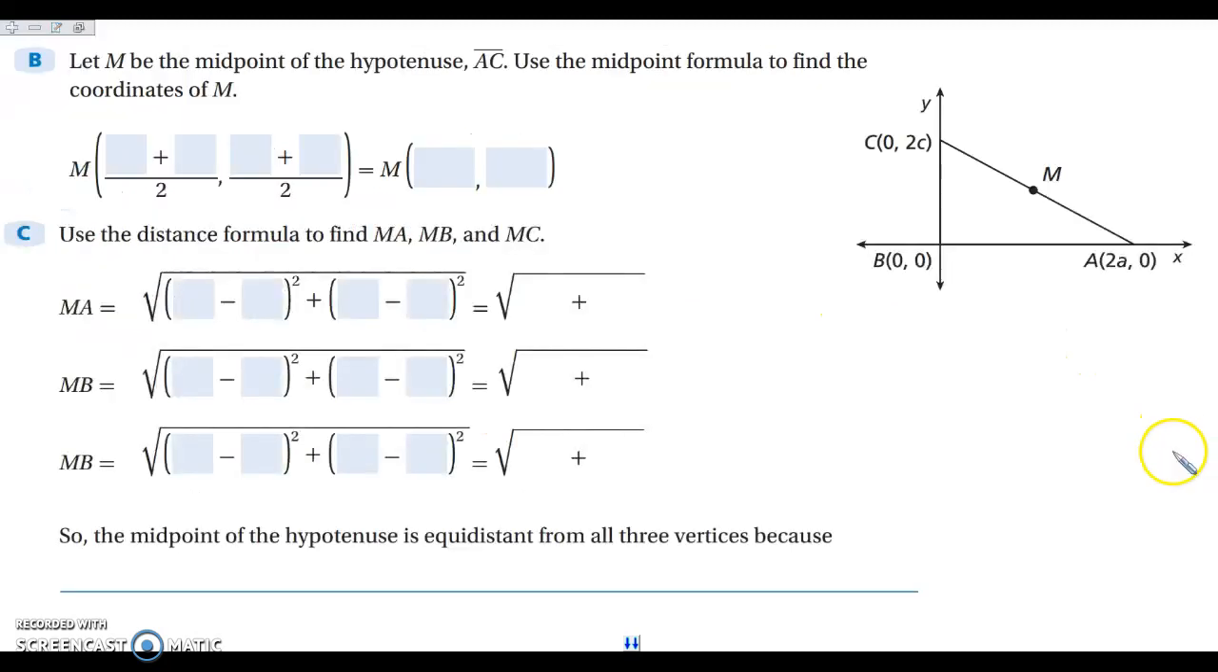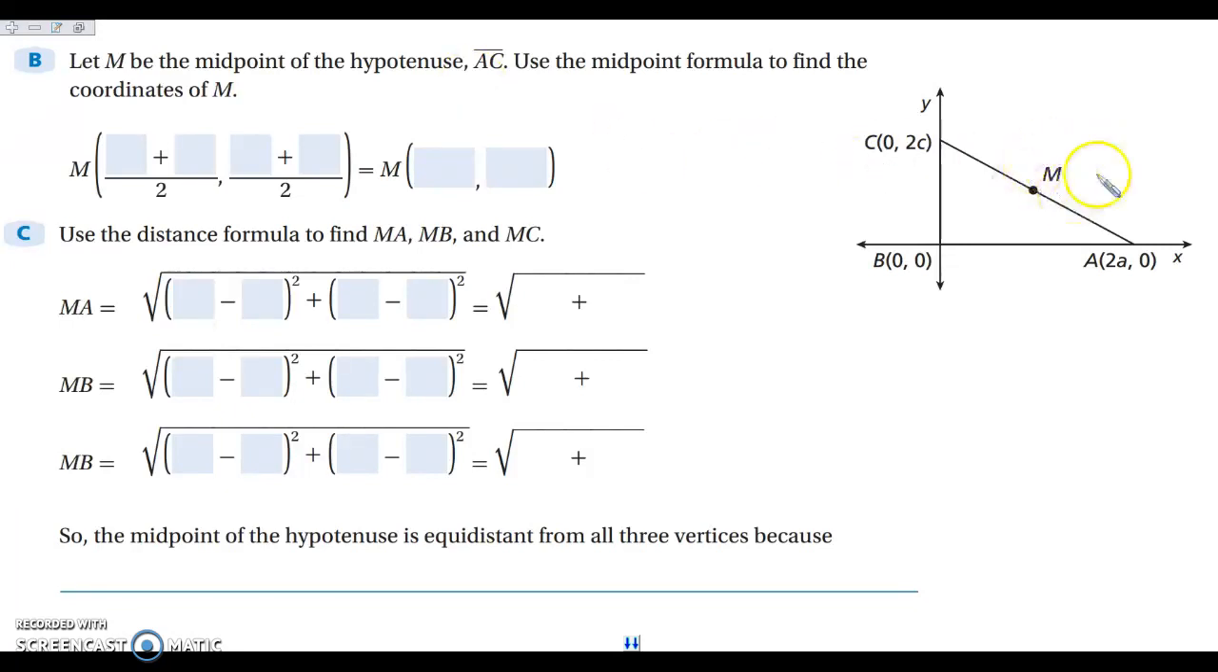All right, so let's take a look at how we do this. I just recopied that triangle over here. I want to find the coordinates of the midpoint, and then I'm going to do the distance formula for MC, MB, and MA. I'm going to do the distance formula on all 3 pieces to show that it's equidistant, because that's what equidistant means: the same distance from each thing.